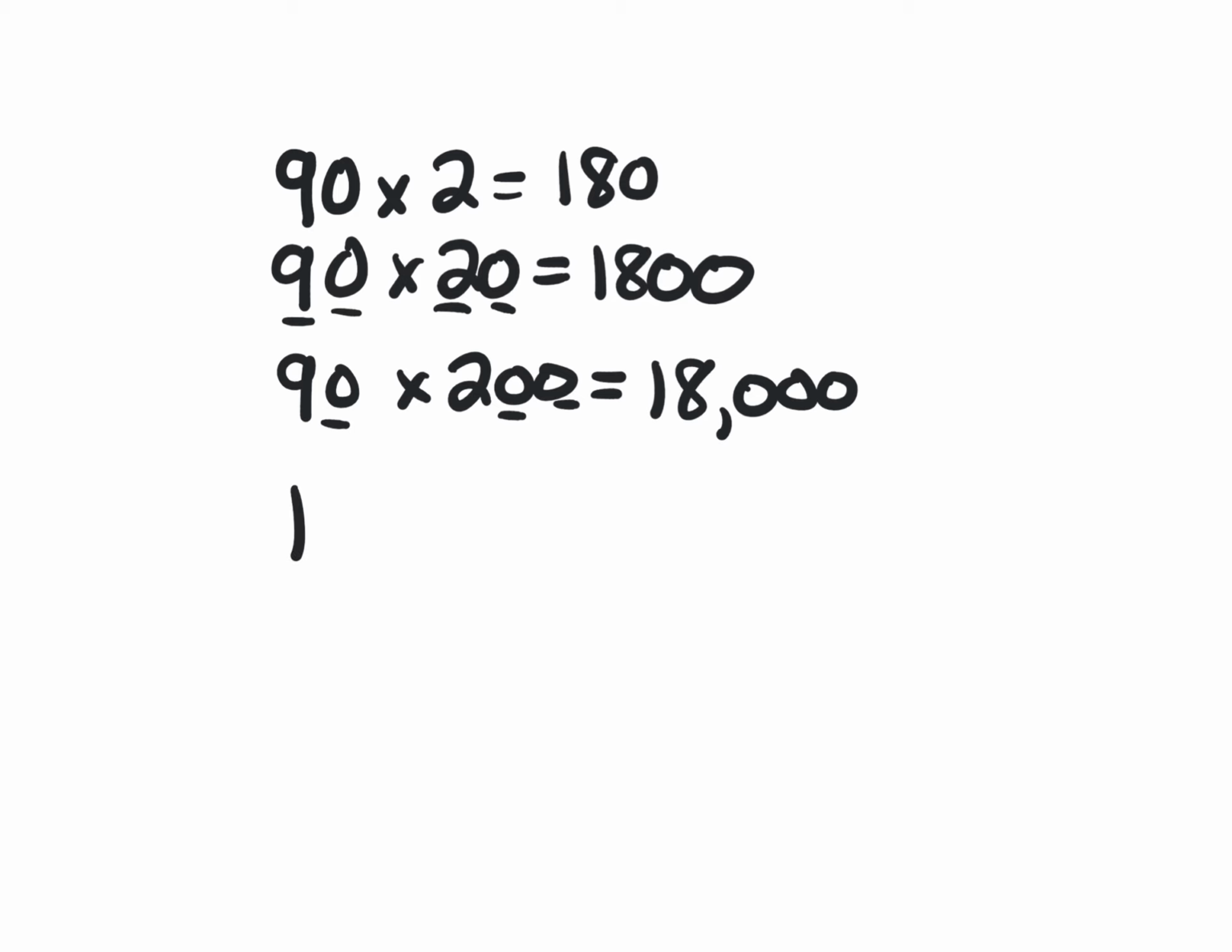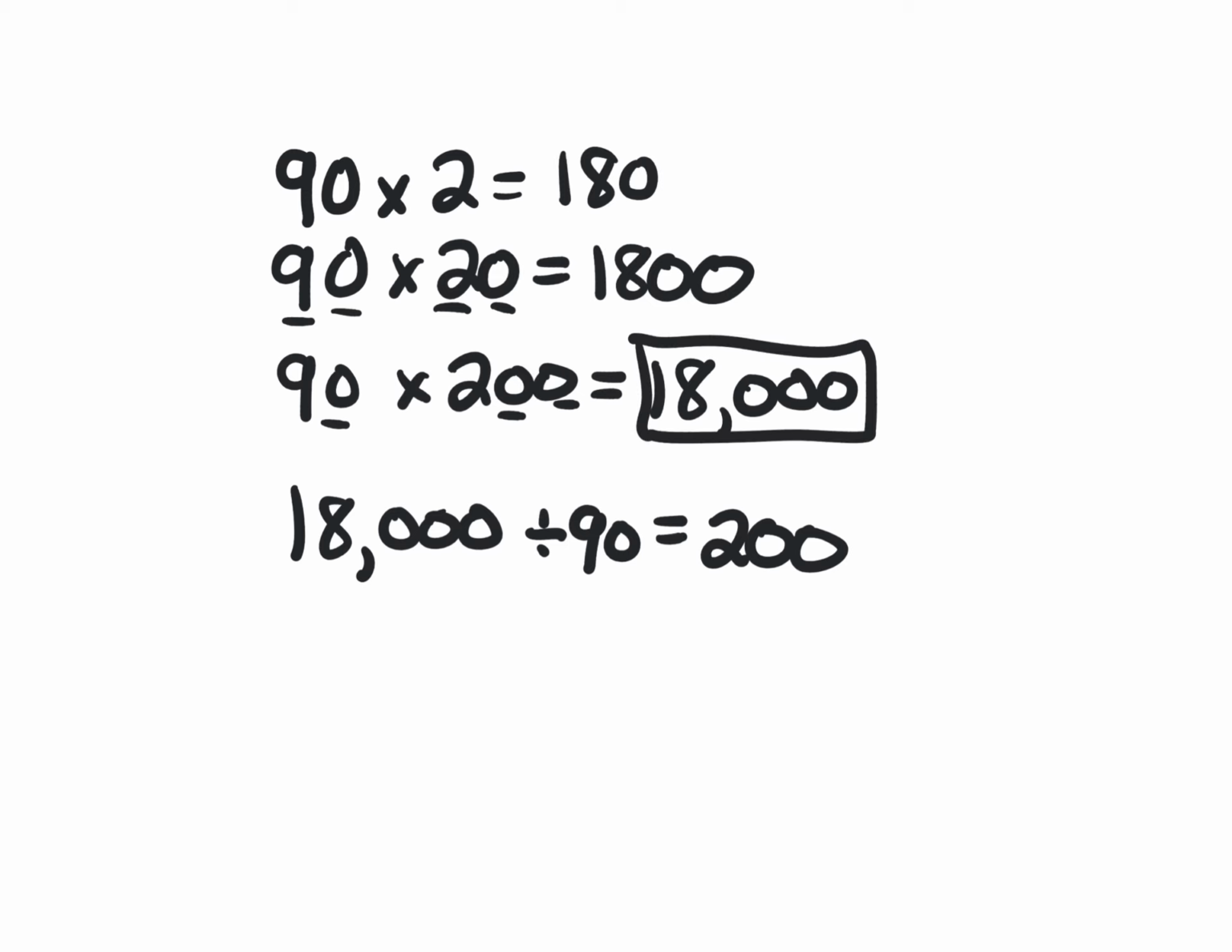So 18,000 divided by 90 would get us 200.